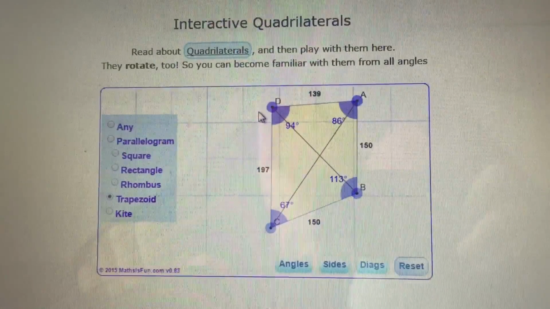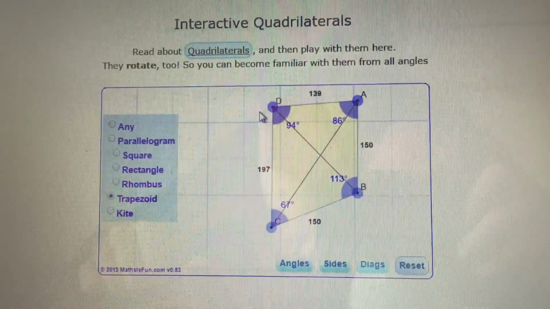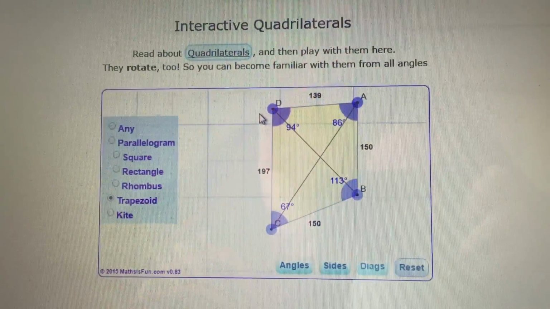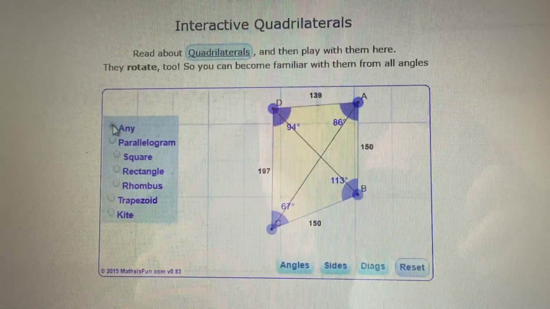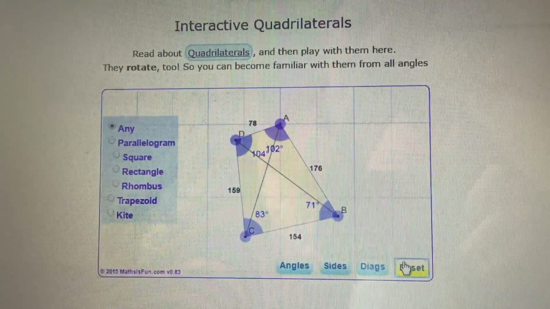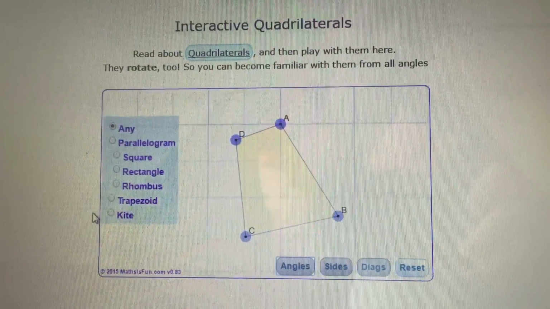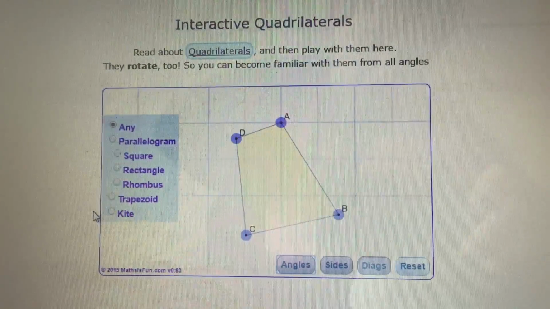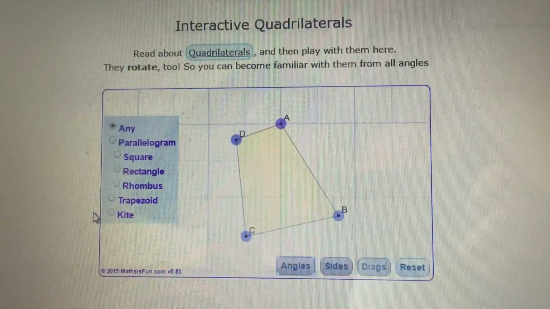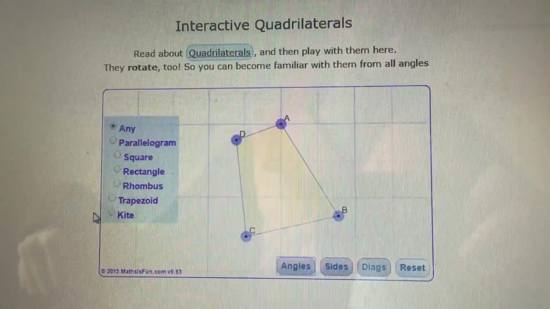So right now you're seeing the webpage that my students will use during the quadrilateral discussions, and they have a lesson plan where they have to use inquiry to figure out the different properties of parallelograms, squares, rectangles, rhombuses, trapezoids, and kites.